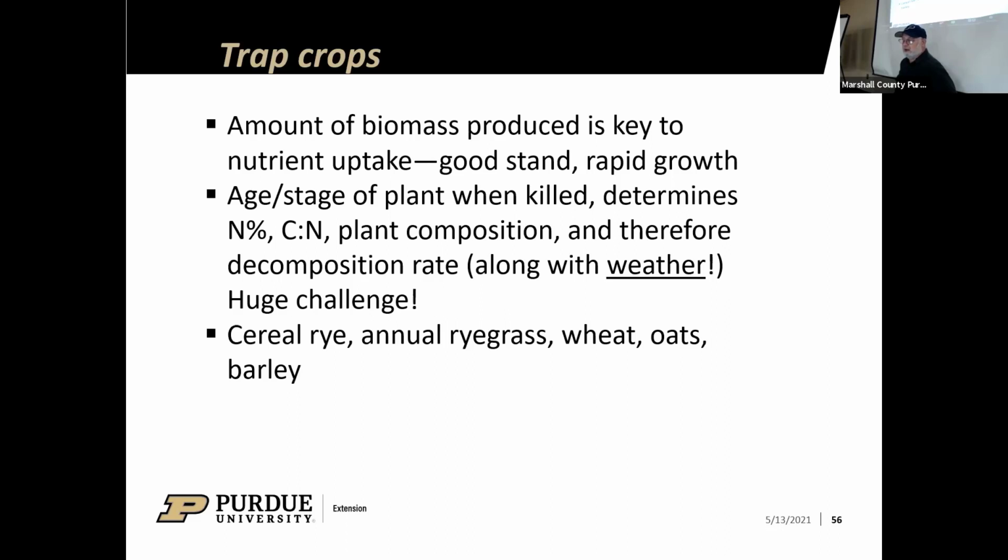Again, my caution with annual ryegrass is the termination aspect of that one. It tends to be a fairly aggressive plant. That's why we sometimes use it as a forage crop for livestock, because it gives a good return on how aggressively it grows.